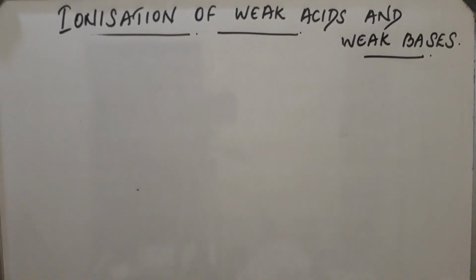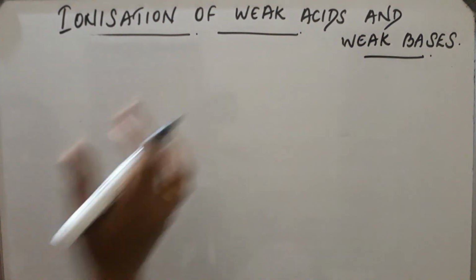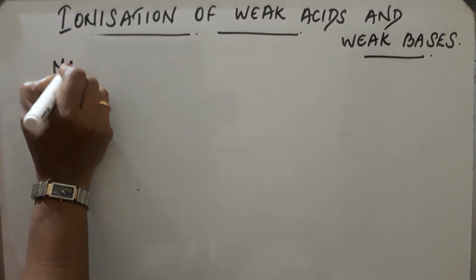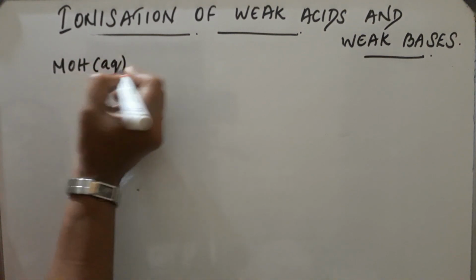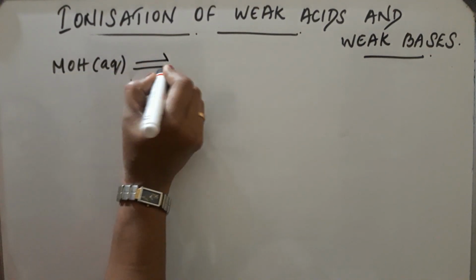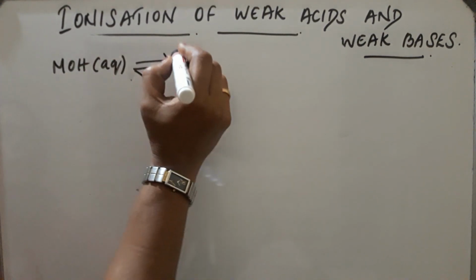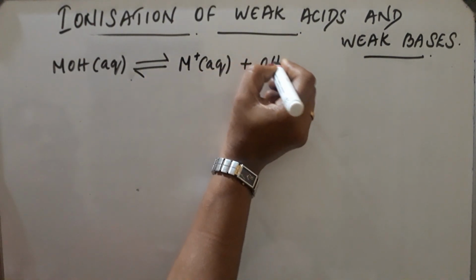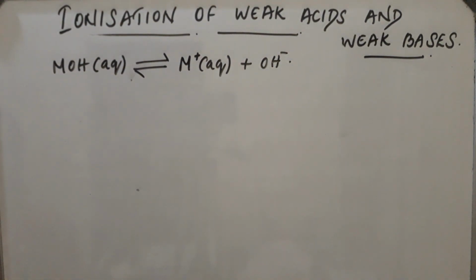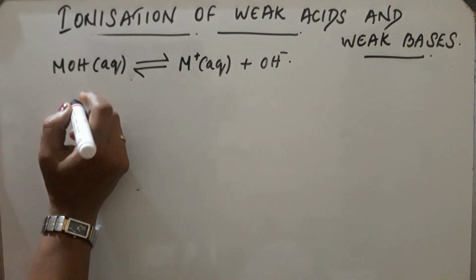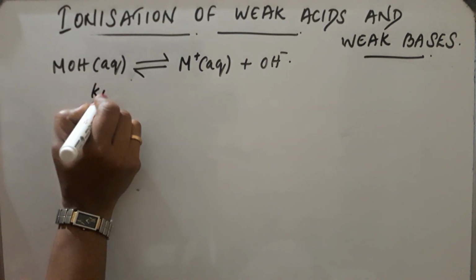Now, a similar method can be used in the case of weak bases. Okay. So, ionization of weak acid we already discussed. Next, weak bases. So, let the base be MOH. The equation will be like this. This is in equilibrium. The reaction will be like this, M plus and OH minus. This is the base. Okay. And in the case of ionization of weak acid, the ionization constant or equilibrium constant is Ka. Here it will be Kb.